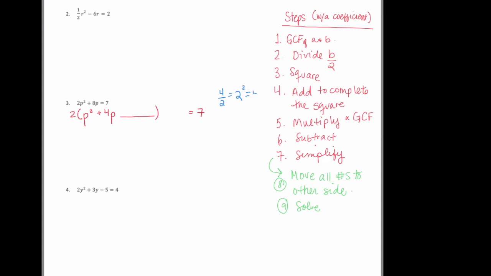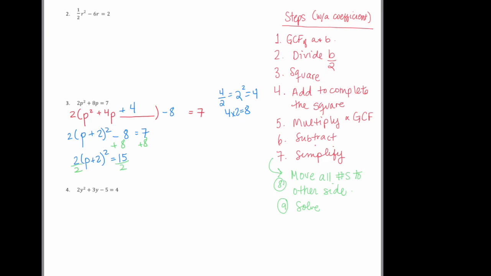I pulled out a 7 from the first two terms. My square is going to be a 4. 4 times my GCF 2 is going to be an 8, so I'm subtracting an 8. Now I'm all the way down to step 7 and simplifying. Now I'm going to move my numbers to the other side, moving the 8, and then I'm going to move that 2 by dividing the whole thing by 2.